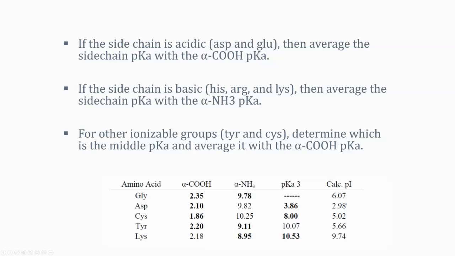And lysine, basically, you average the side chain pKa with the alpha amino group pKa. Lysine is a basic amino acid. We have carboxyl 2.1, amino group 8.95, and pKa3 is 10.5. So we average the side chain pKa, which is 10.5, and the amino group, 8.95. Averaging these two gives you 9.74.